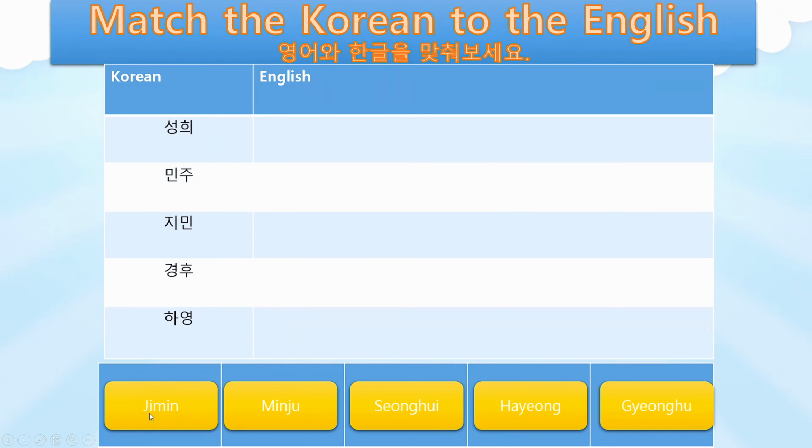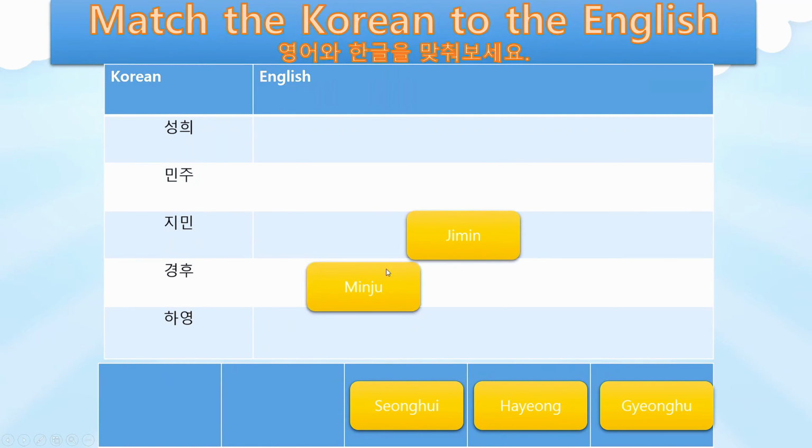Okay, so we have here, let's see, so this one is Jimin. Okay, where's Jimin, Jimin. Next is Minju. Okay, Minju. Songi Minju. Oh, there we go. So from here to there we go. Let's go. Go. Bing. Okay. All right. Next we have Songhi. Okay, Songhi.